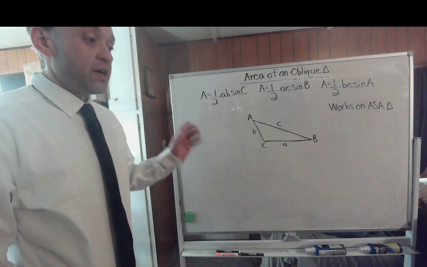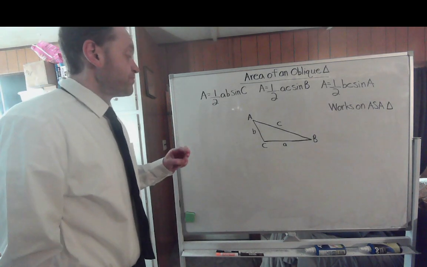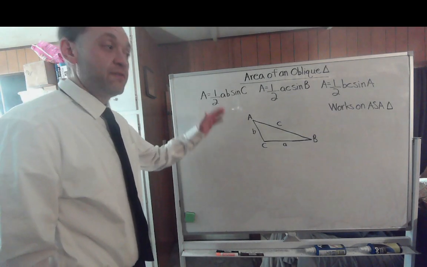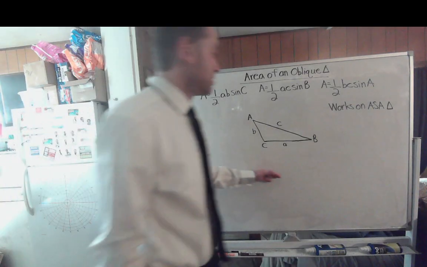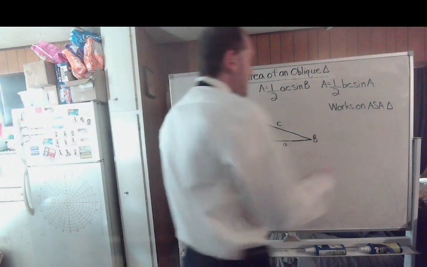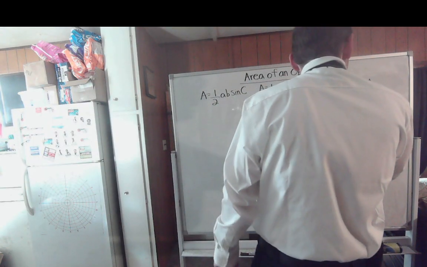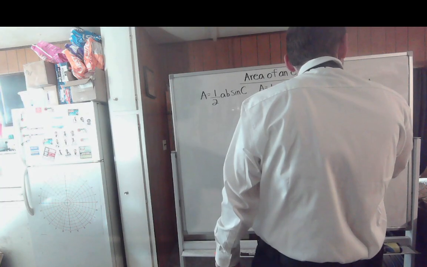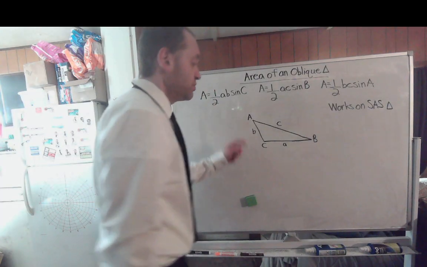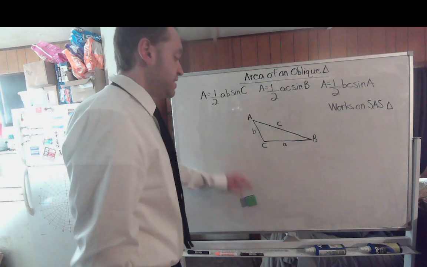So to find the area of an oblique triangle, we can actually use trigonometry to do that. As long as you know two sides and the included angle, you can find the area. So this works on, I should actually say side angle side, not angle side angle. This method works on side angle side triangles. So if you know two sides and the included angle of those two sides, you can find the area.